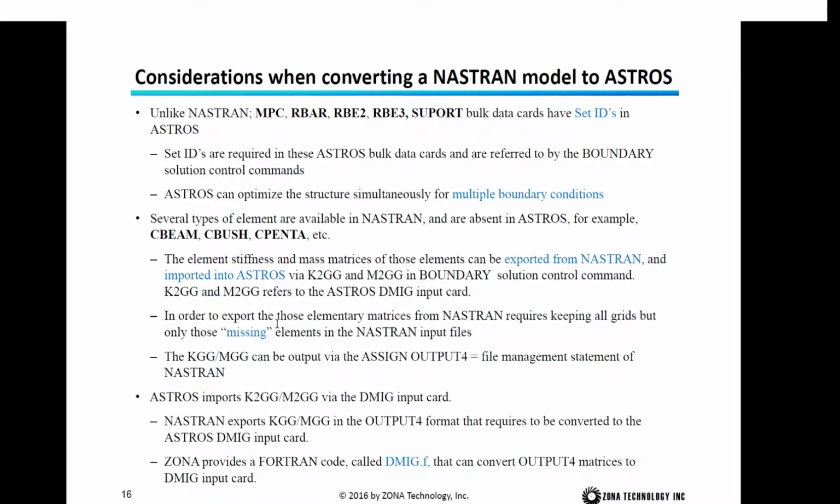And in order to export those element matrices from NASTRAN, you need to keep all the grids but only those missing elements in the NASTRAN input file. Then you can output the KGG and MGG stiffness and mass matrices of those missing elements from NASTRAN and import them into ASTROS. And we will show you an example of how to do that. We also provide a code called DMIG.EXE that can convert OUTPUT4 matrices from NASTRAN into the DMIG input card of ASTROS.